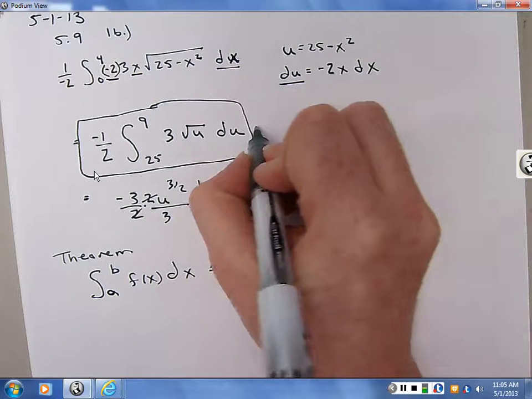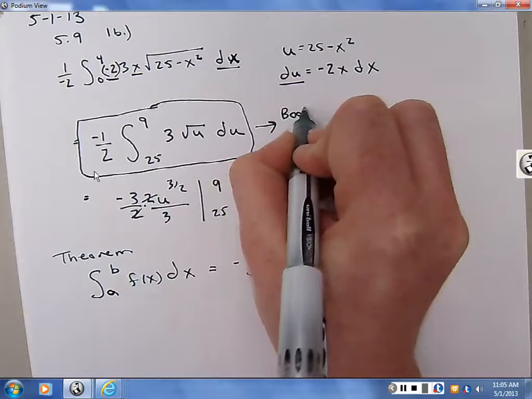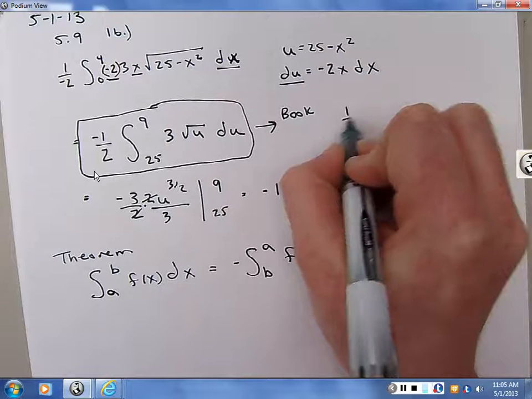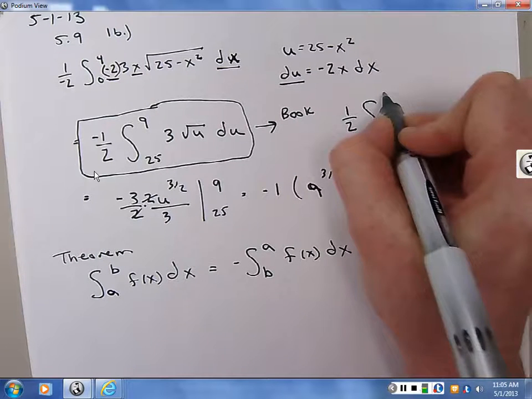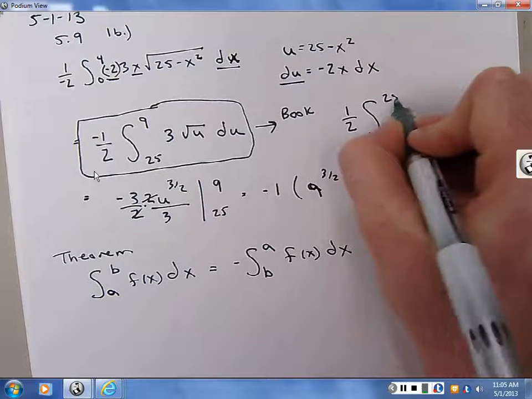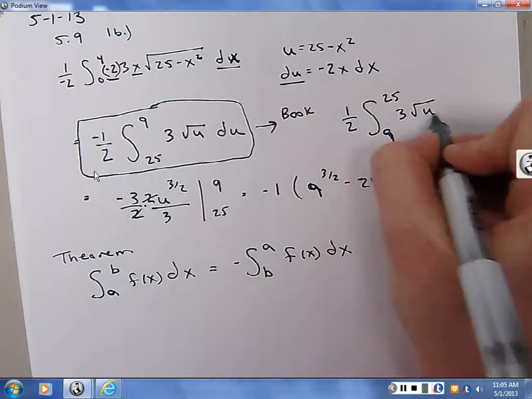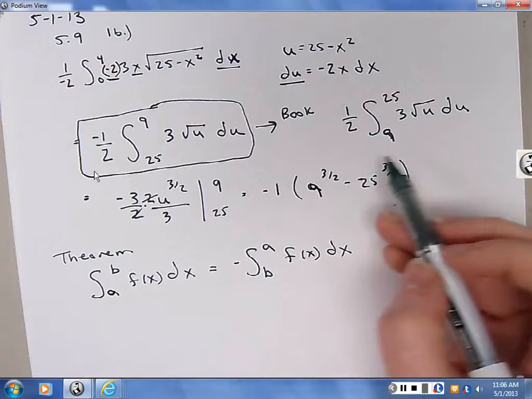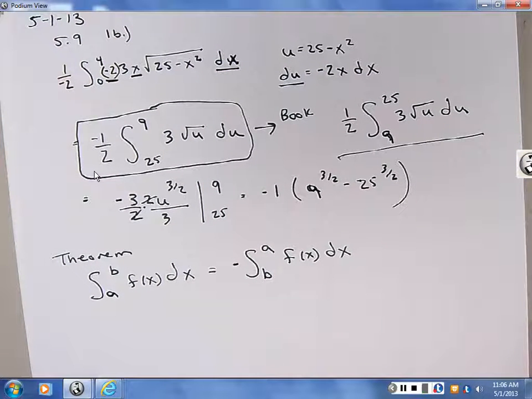Okay. And the book has 1/2 the integral from 9 to 25 of 3 times the square root of u du. And they probably pull out the 3, just 3 over 2. Yeah.